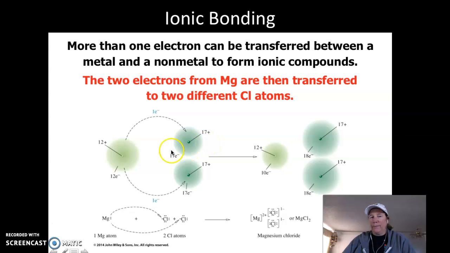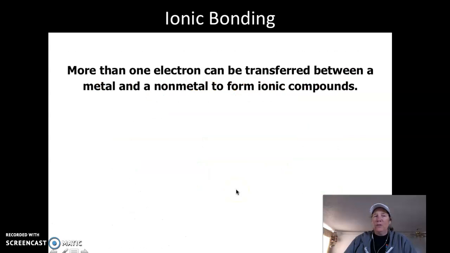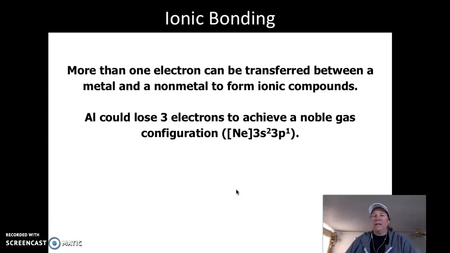Okay, so when you're doing ionic bonding, you have to make sure that the positives and the negatives equal each other. The charge on your cation and the charge of your anion, and there could be more than one, when you add them up, they have to equal 0. Okay? So more than one electron can be transferred when you're forming ionic bonds.